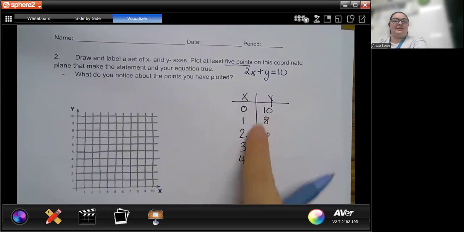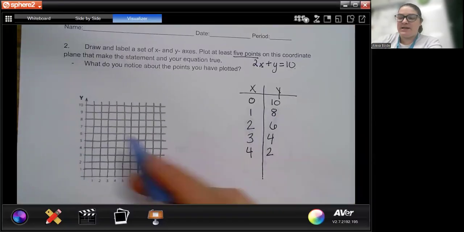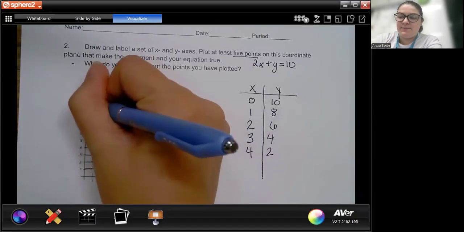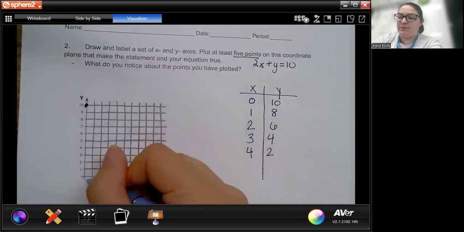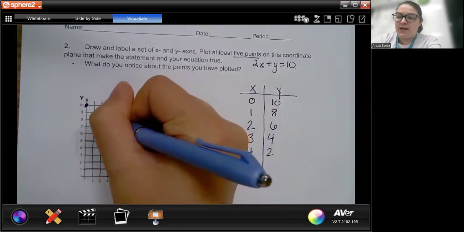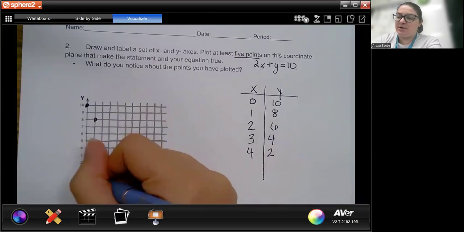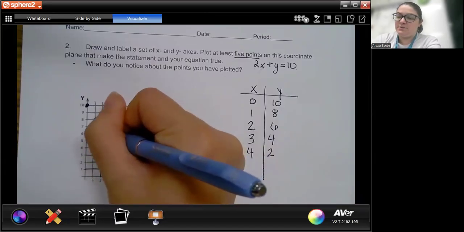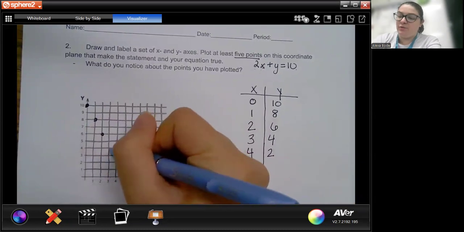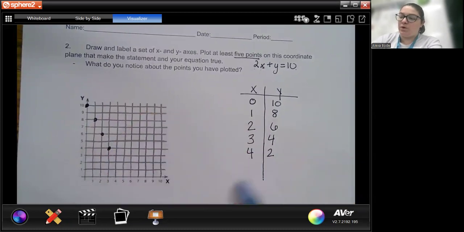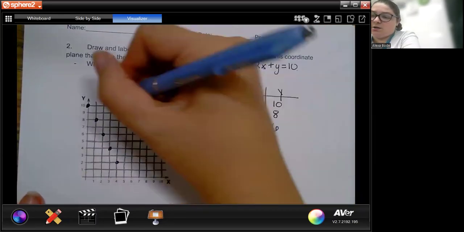So I can now plot these points on my coordinate grid. So 0, 10, 0 up to 10. Then I have 1, 8, so I'm going to go over 1 up to 8. Then I have 2, 6, I'm going to go over 2 up to 6. Then 3, 4, over 3 up to 4. 4, 2, over 4 up to 2. And now I can connect all of these points.